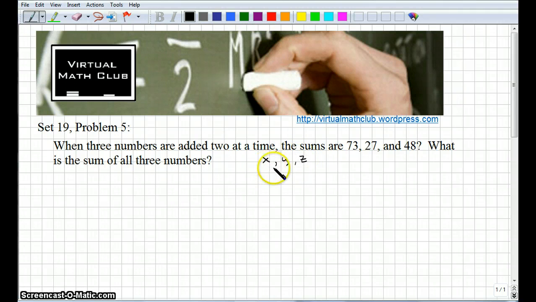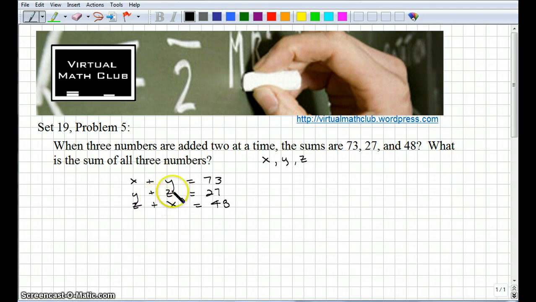So I know if I take two of them, let's say we take x plus y, and that equals 73. Take another two, say we take y plus z, and that's equal to 27. And then finally, let's say we take z plus x, and we get 48. Alright. So now we've taken our statement in words and turned it into equations.